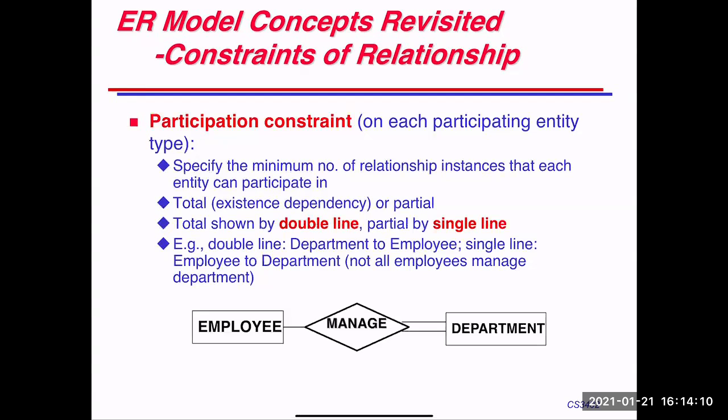So we also discussed these participation constraints. Sometimes we want to make sure that each entity must participate in the relationship. For instance, coming back to the company database, we had this restriction that each department is managed by someone, and therefore we use this double line here to emphasize this. So this becomes a total participation because we want each department to be managed by some employee.